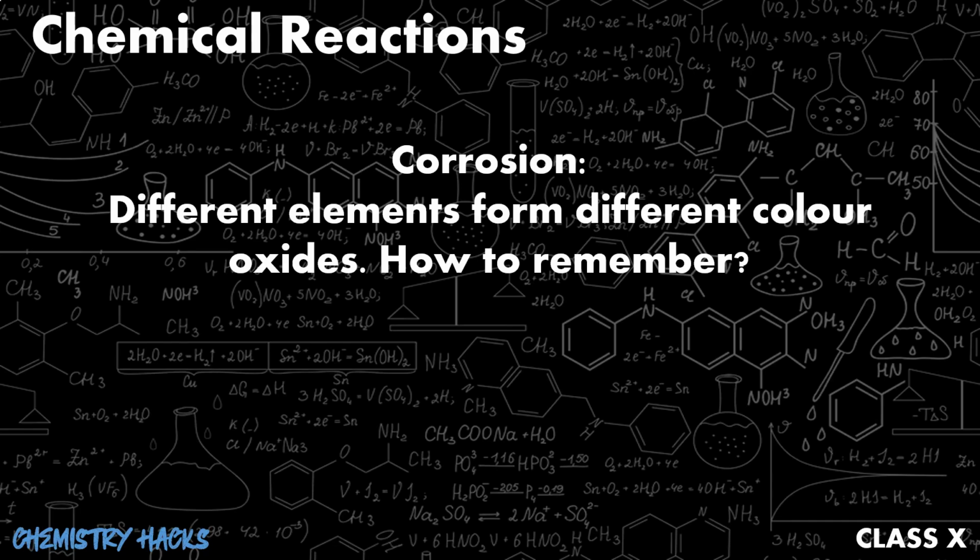So the next hack is related to corrosion. And we know that corrosion is the tarnishing or formation of a light oxide layer on some metals when they're exposed to oxygen or moisture. So different elements form different color oxides, and it could be hard for some people to remember it. Even me, I always have to look back at the textbook to see which element creates which color oxide. But here's a simple hack.